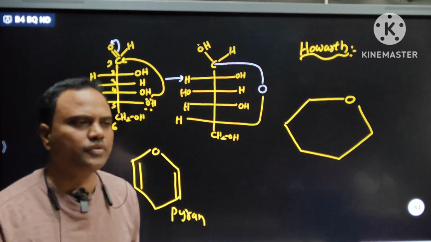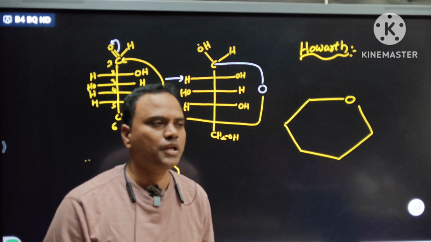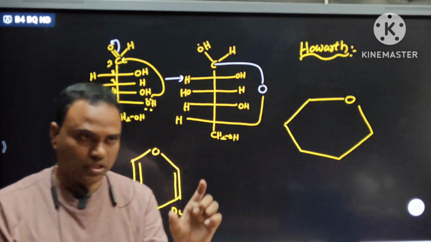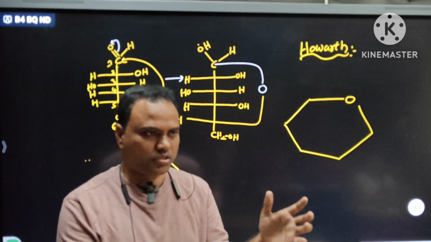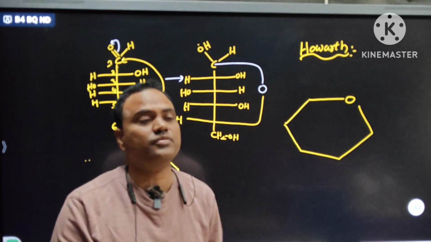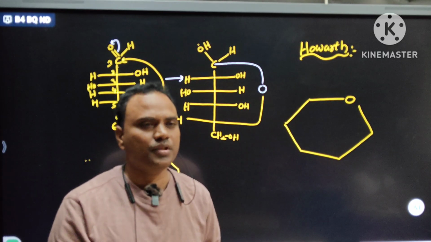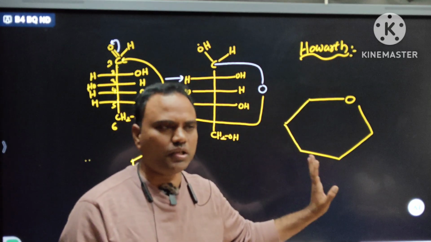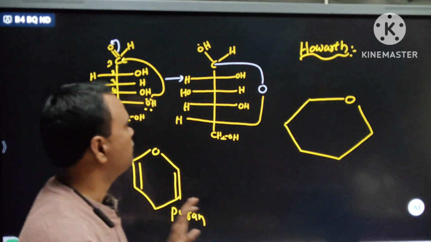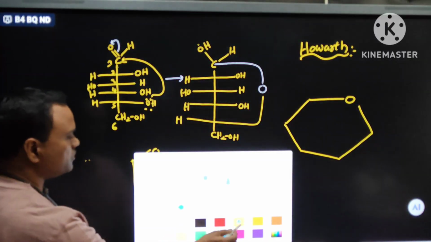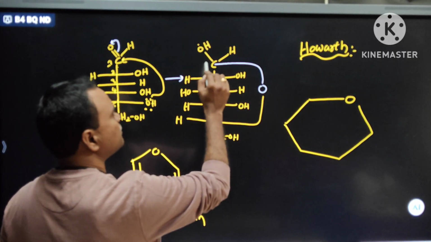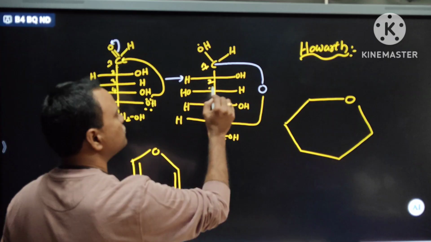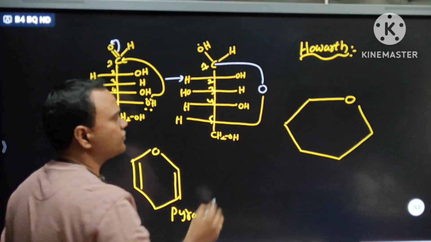These structures are very important to draw the disaccharide structures. Disaccharide structures are important because links will come in the exam. Links: how two monosaccharides link together. You should know this structure. I will tell you one trick. First of all, give the numbering. It is very easy to draw this structure. Give the numbering 1, 2, 3, 4, 5.